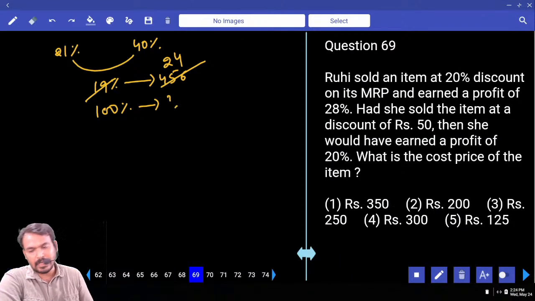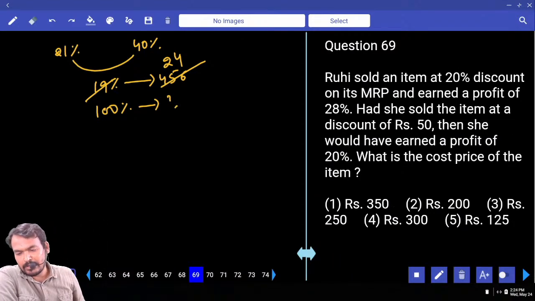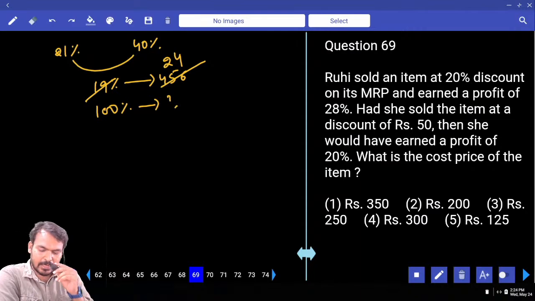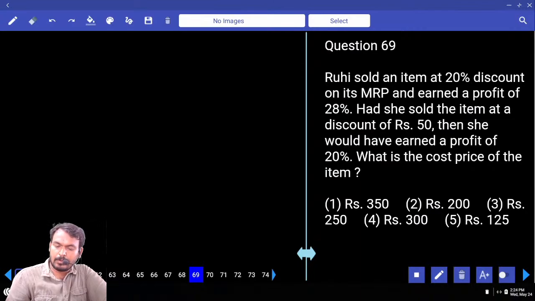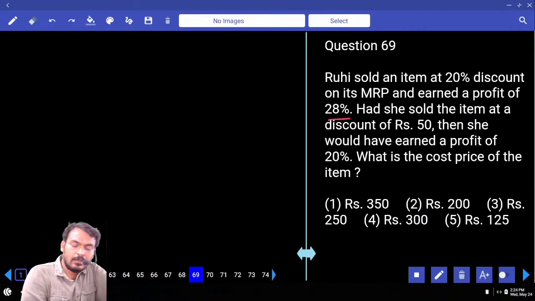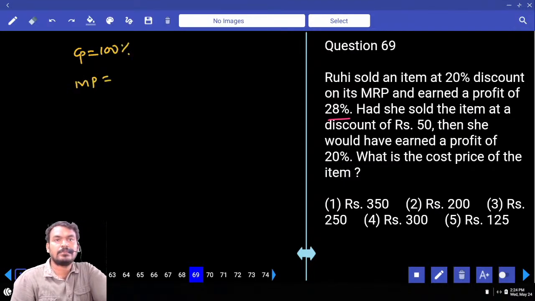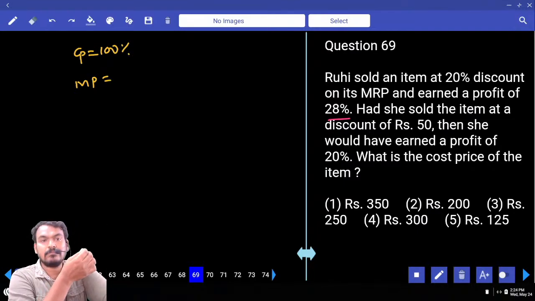Question number 69. Ruhi sold an item at 20% discount on its MRP and earned a profit of 28%. If he sold the item at a discount of 50 rupees, then he would have earned a profit of 20%. What is the cost price of the item? 20% discount, but profit is 28%. Suppose cost price we consider how much? 100%. Market price. Any relation? Are cost price and market price relation given? No.